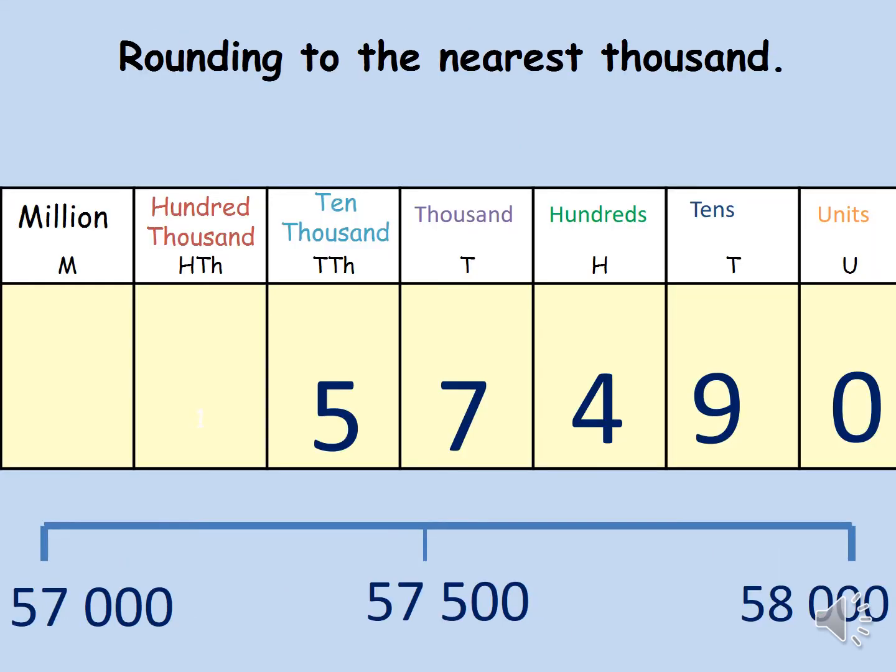Let's have a look at this one. We've got 57,490. We know that this number sits between 57,000 and 58,000. We're looking at now the hundreds column. It's 490. We know that's below 500. So in this case, we're going to round down to 57,000.